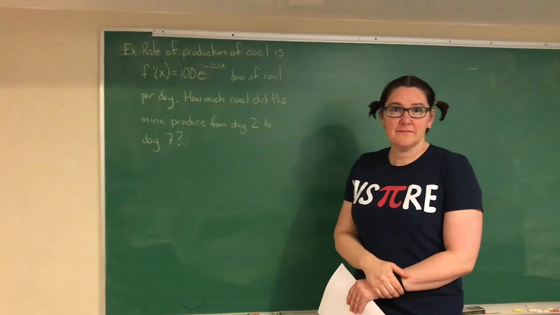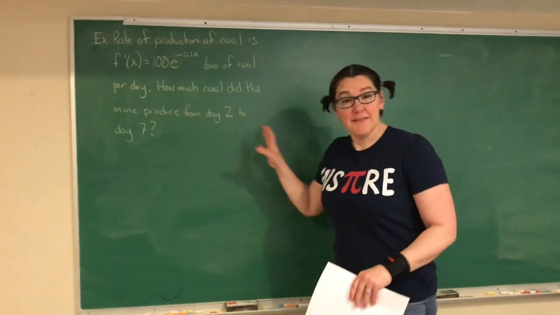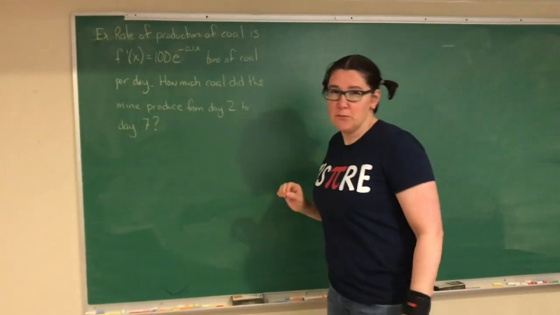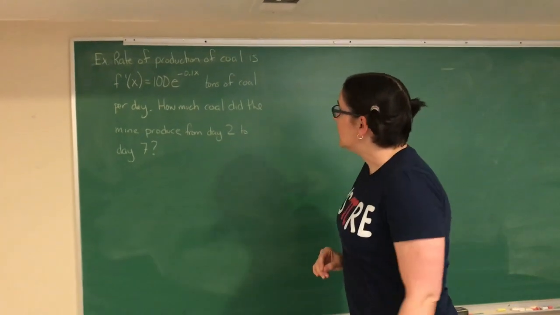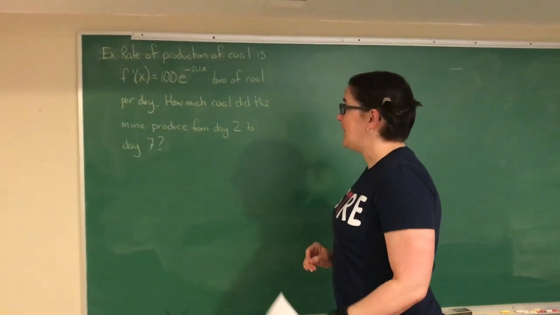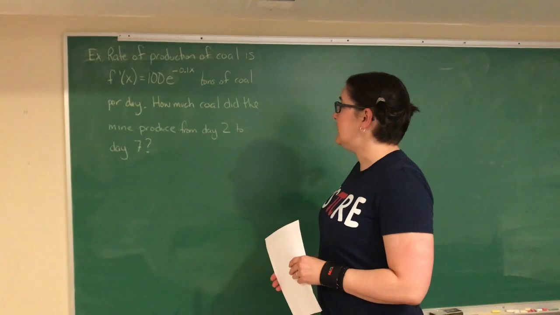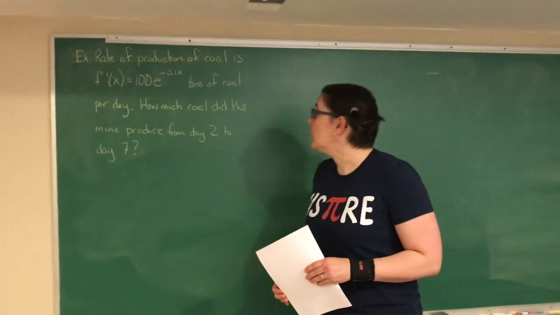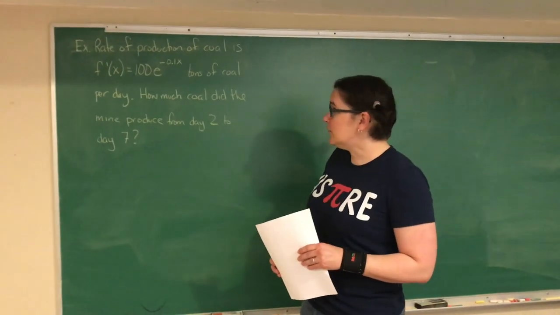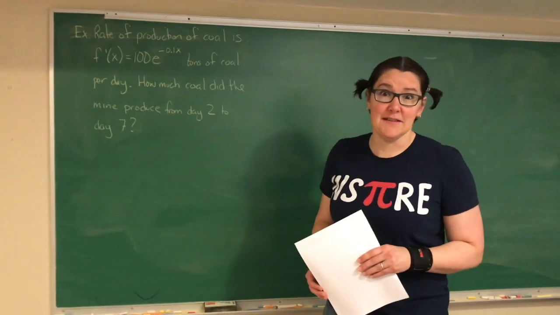produced. All right, so we're going to look at a similar example, but you'll notice one big difference. In this example, the rate of production of coal is f prime of x equals 100 e to the negative 0.1 x tons of coal per day. The question is, how much coal did the mine produce from day 2 to day 7?